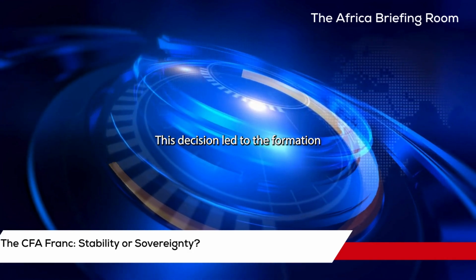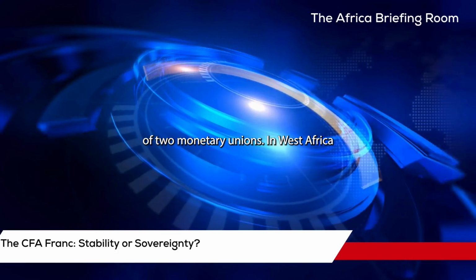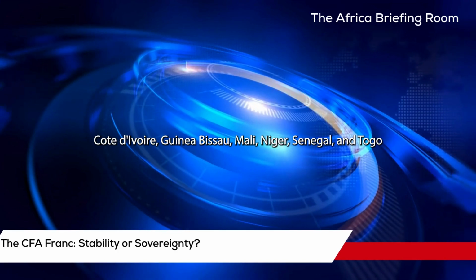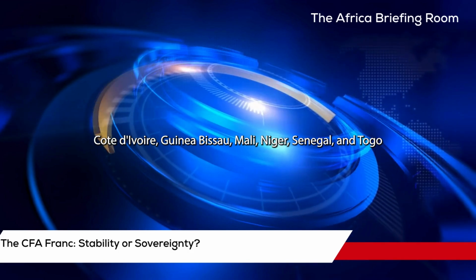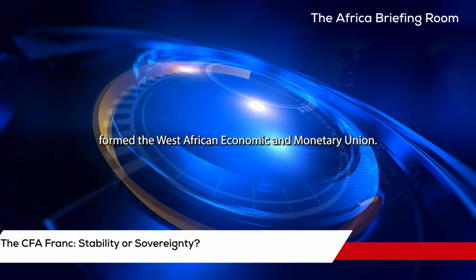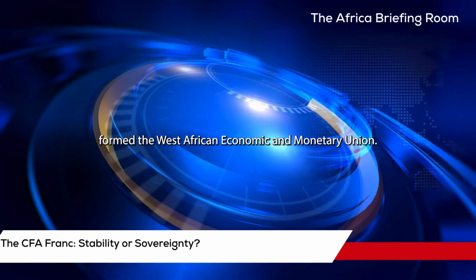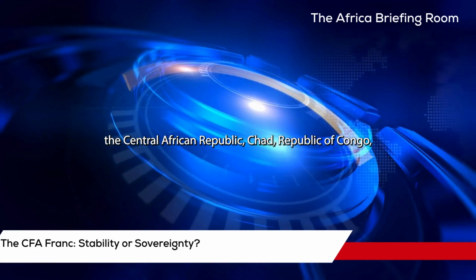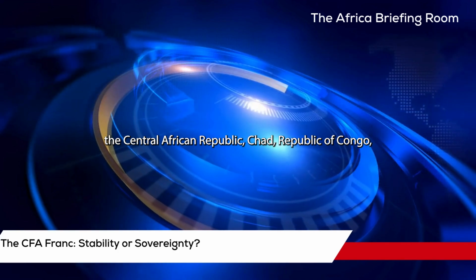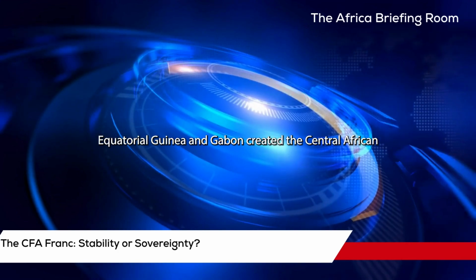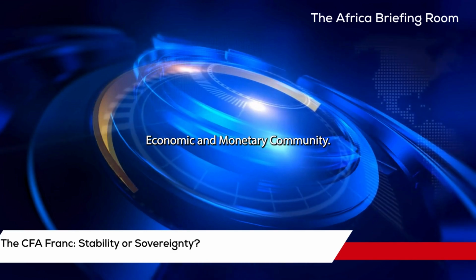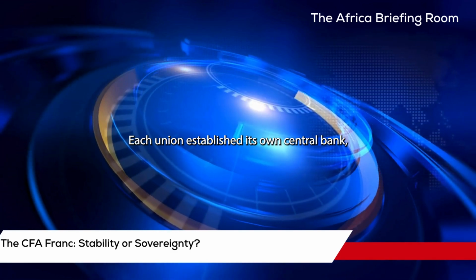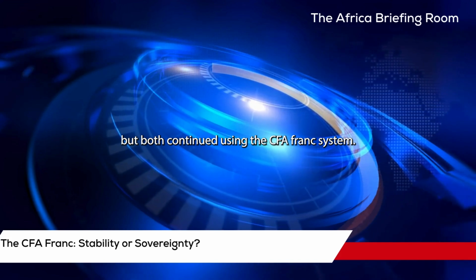This decision led to the formation of two monetary unions. In West Africa, 8 countries: Benin, Burkina Faso, Côte d'Ivoire, Guinea-Bissau, Mali, Niger, Senegal, and Togo, formed the West African Economic and Monetary Union. In Central Africa, 6 countries: Cameroon, the Central African Republic, Chad, Republic of Congo, Equatorial Guinea, and Gabon, created the Central African Economic and Monetary Community. Each union established its own central bank, but both continued using the CFA franc system.